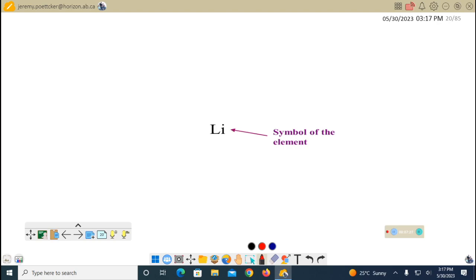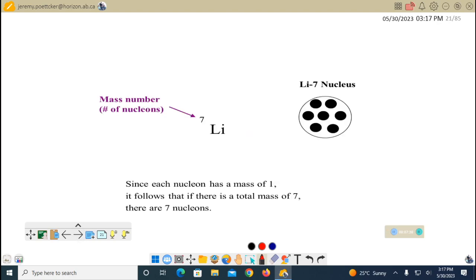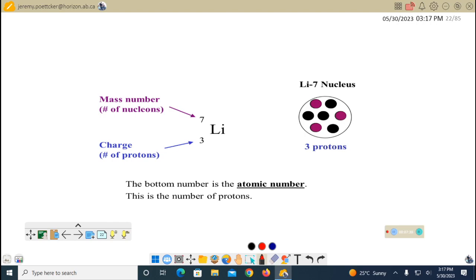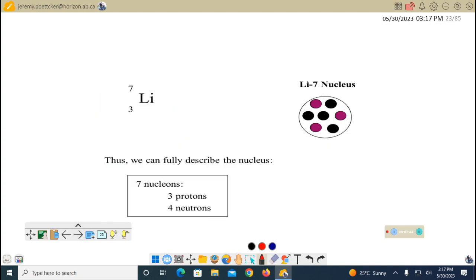All right, so we write the symbol. This is going through step by step. We write the mass number, or the number of nucleons, which is not Z. And then we write the charge, or the number of protons, which is the atomic number, or Z. So looking at just this, we can fully describe the nucleus. We know that there are 7 nucleons. We know that there are 3 protons, and if we want to know how many neutrons, 7 minus 3 equals 4. Or A minus Z equals that, I guess, if you want a formula.